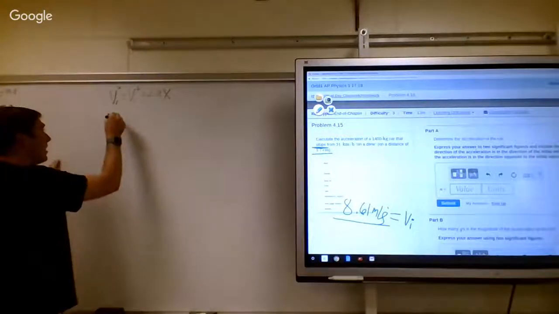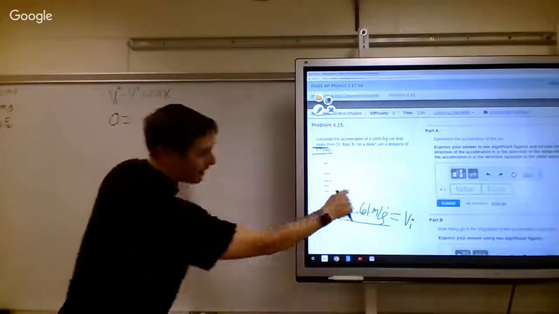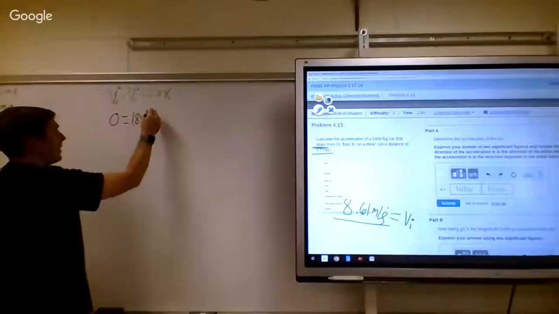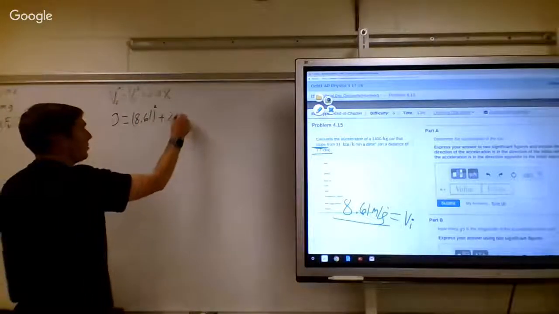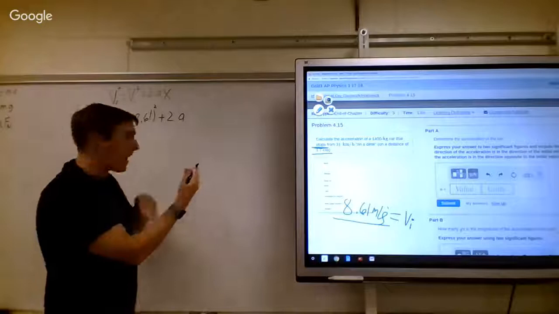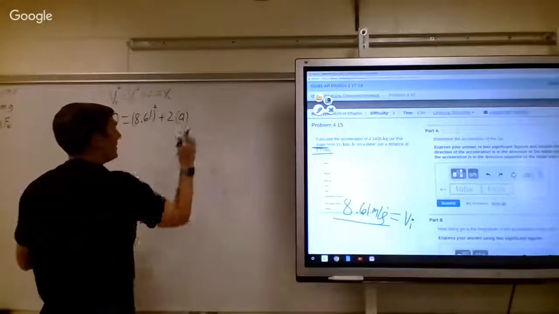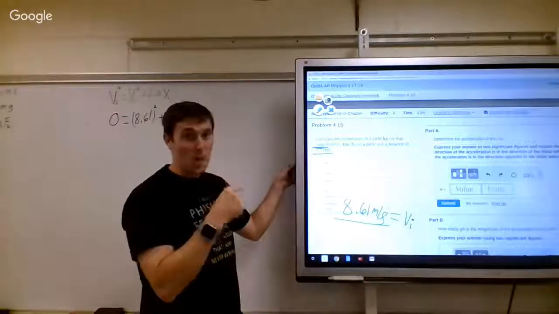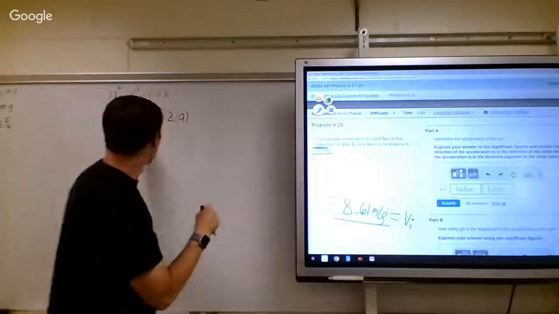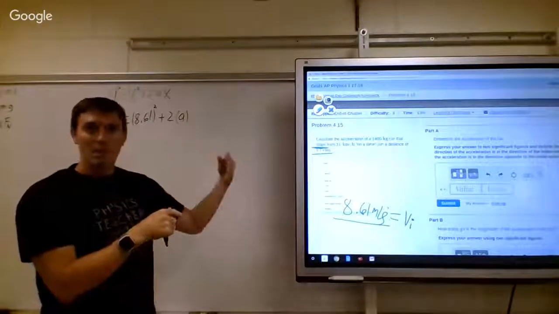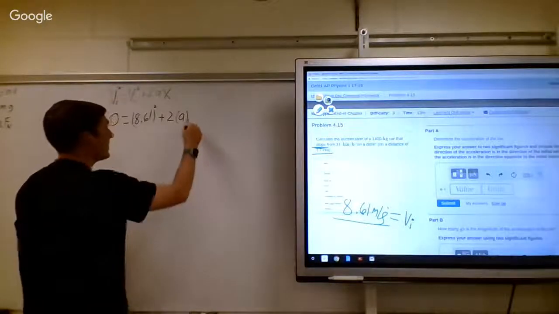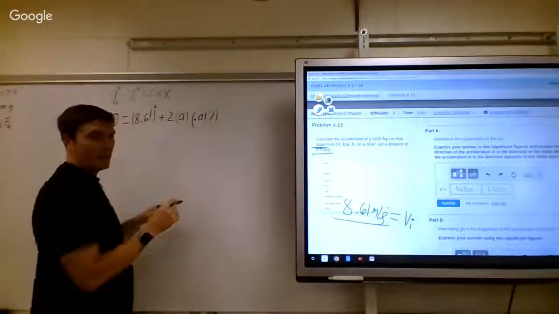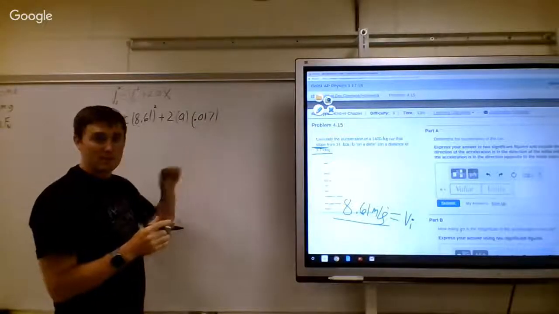So 0 equals the start velocity, which I calculated right there was 8.61, squared plus 2a. We want the a. We don't know the a. And then the distance is 1.7 centimeters, but we're going to change that to meters because they don't match up, right? This is meters per second, and we want the centimeters to match that. So this is going to be 0.017 meters. I did that little fancy divide by 100 fast right there, right?